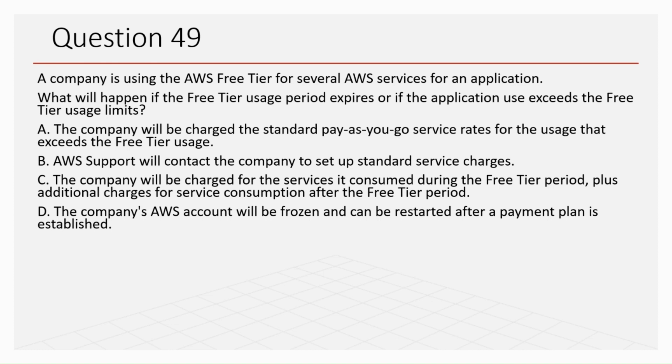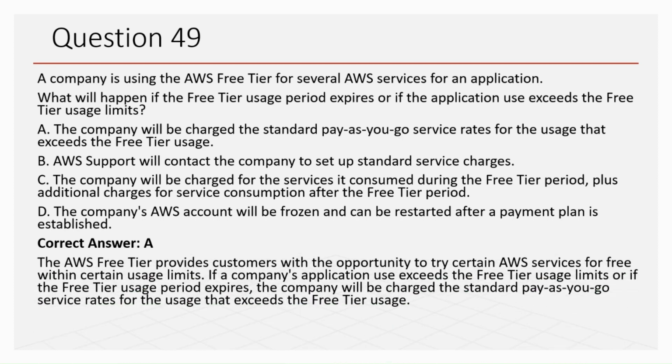Option B is AWS support will contact the company to set up standard service charges. Option C is the company will be charged for the services it consumed during the free trial period, plus additional charges for service consumption after the free trial period. Option D is the company's AWS account will be frozen and can be restarted after a payment plan is established. So the correct option is A.